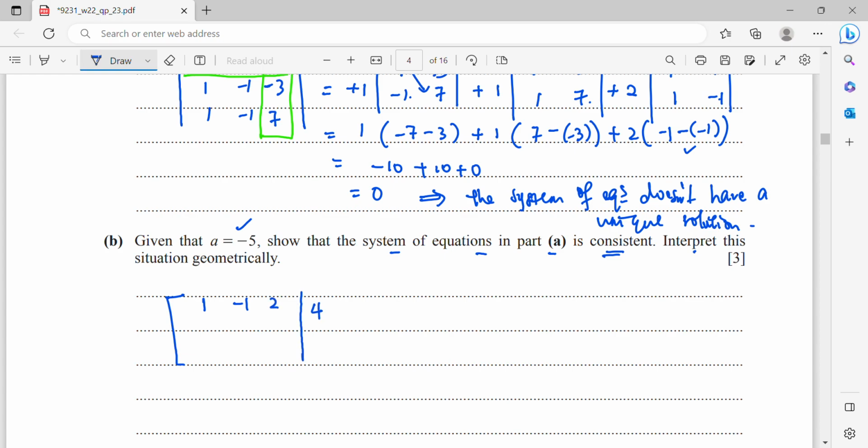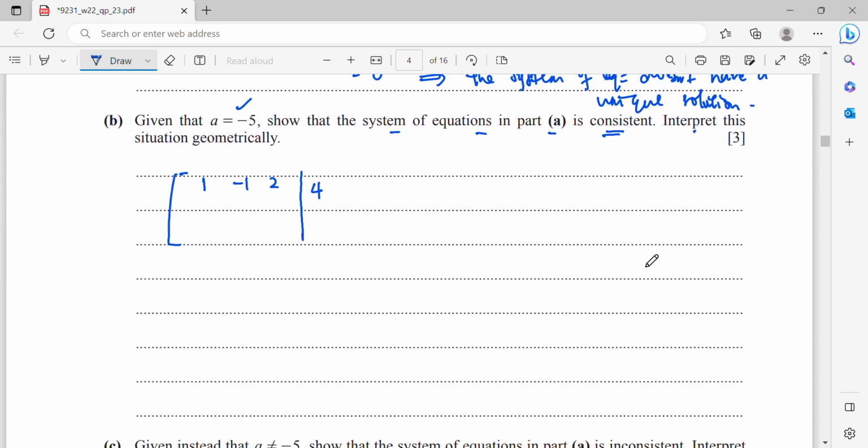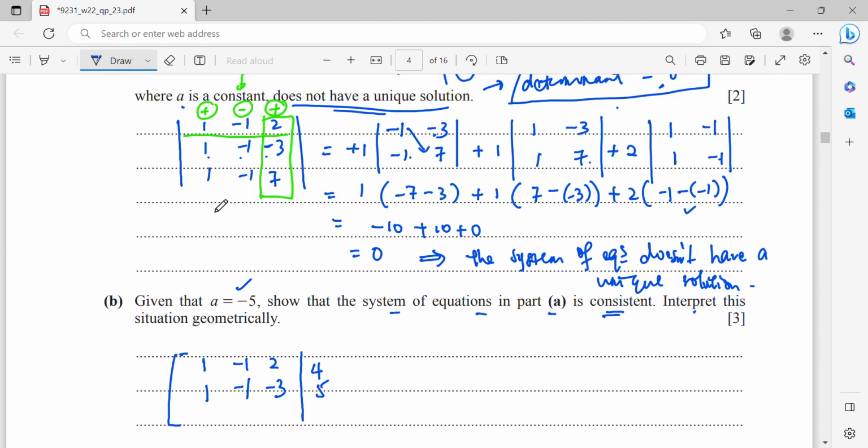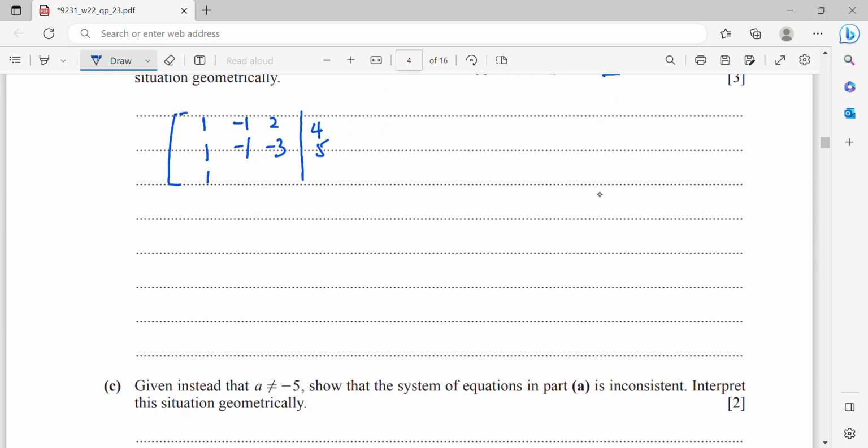Okay? You can just use a solid line instead of a dotted line for the augmented matrix. Then the second equation will be 1, minus 1, minus 3, and add on the a. A is minus 5. So I will get 1, minus 1, minus 3, 5. Then the third will be 1, minus 1, 7, and then 13.